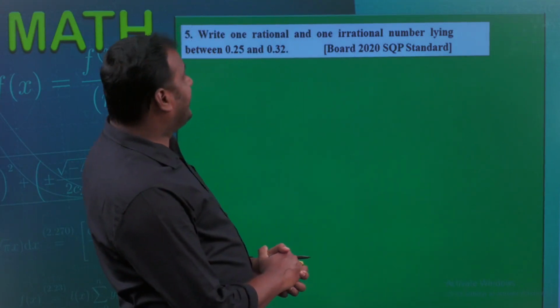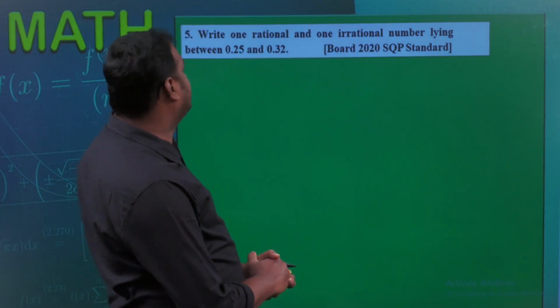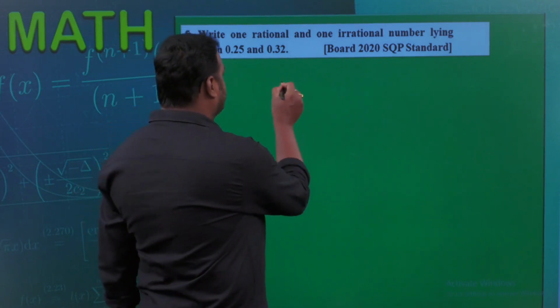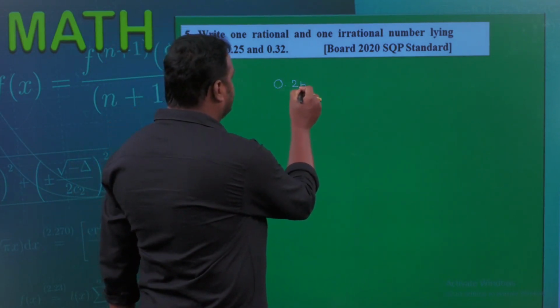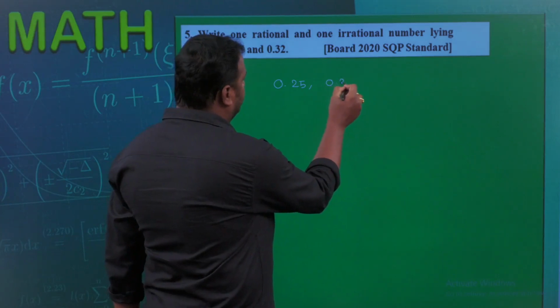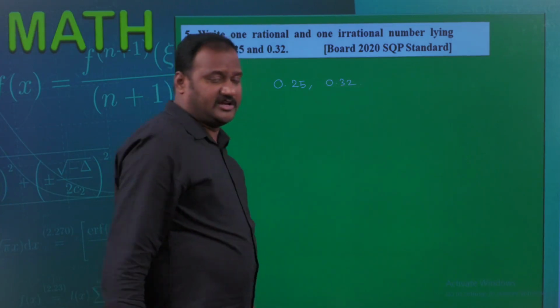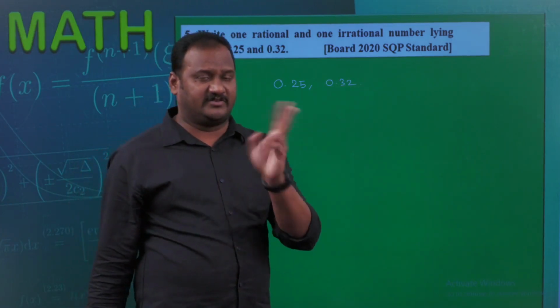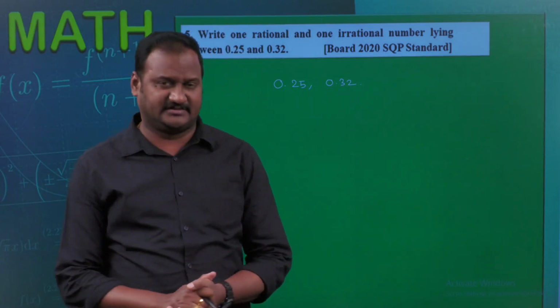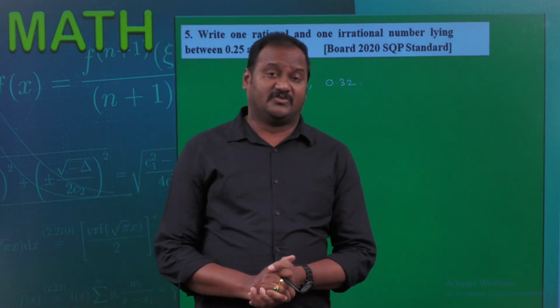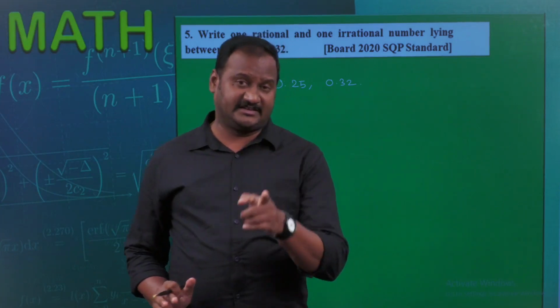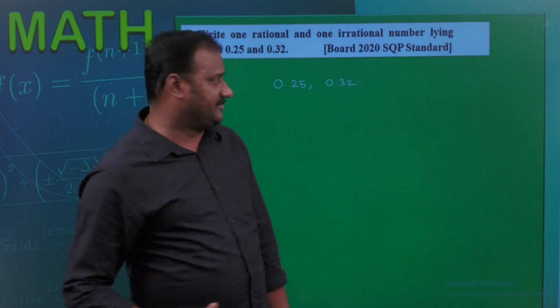Write one rational and one irrational number lying between 0.25 and 0.32. So 0.25 is one number, 0.32 is another number. Now we are going to write one rational and one irrational number. Before writing them, what kind of number is a rational number and what kind of number is an irrational number?